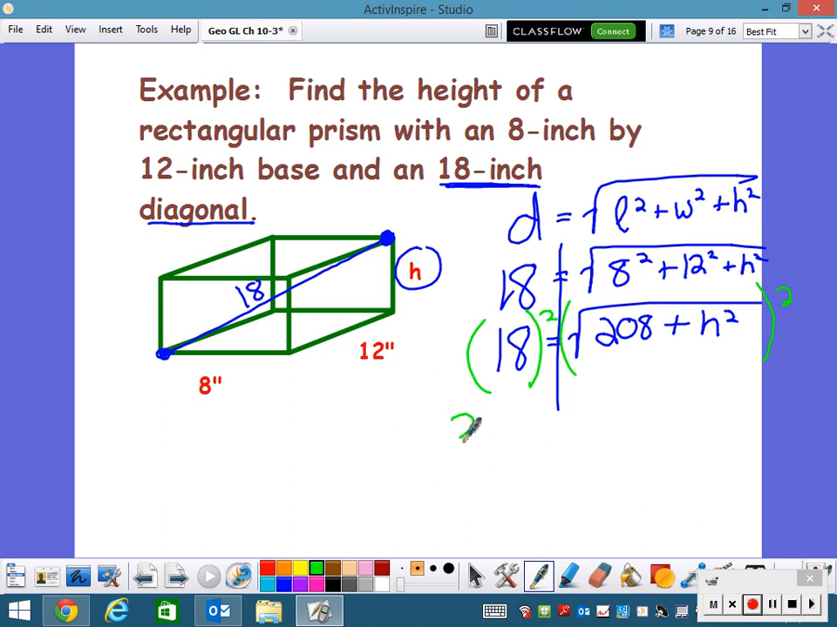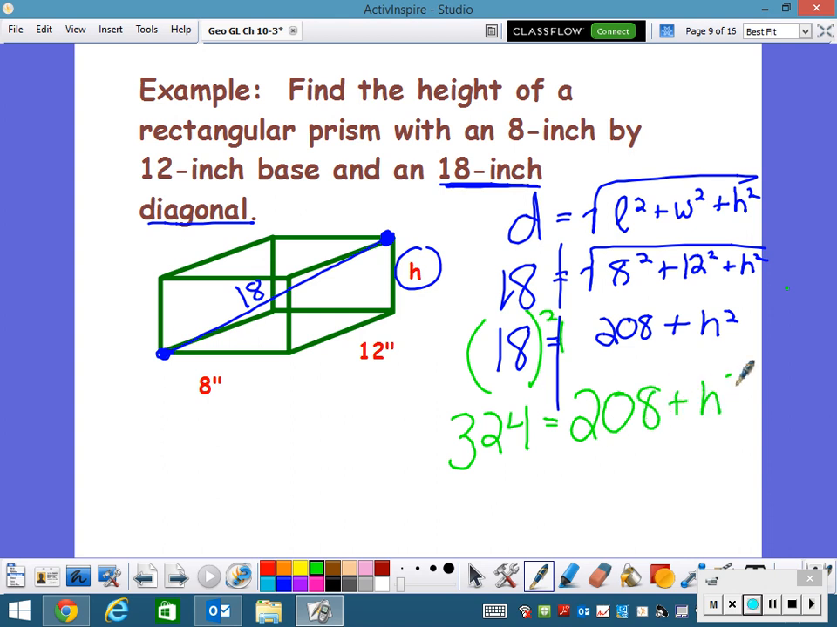18 squared gives you 324. And all it did on the right side of the equal sign is erase the square root sign. It didn't change anything about the numbers. It just erased the square root sign. That's all it did. So now over here I still have the same numbers, just no square root sign. Okay, Ariana, now what? Now I can subtract it to move it over.